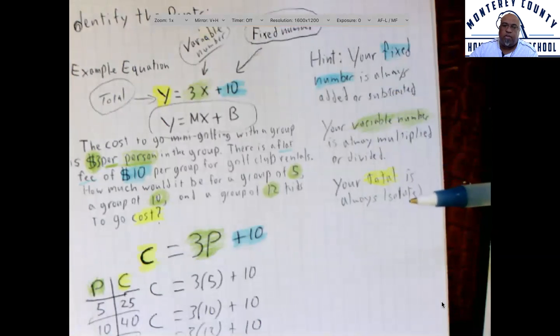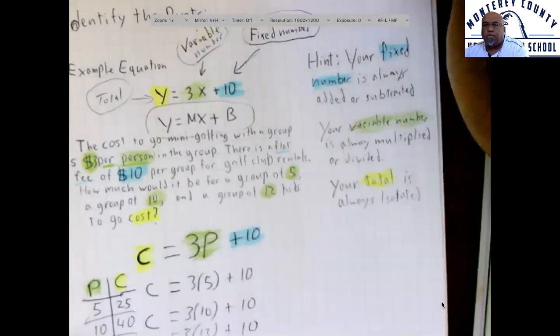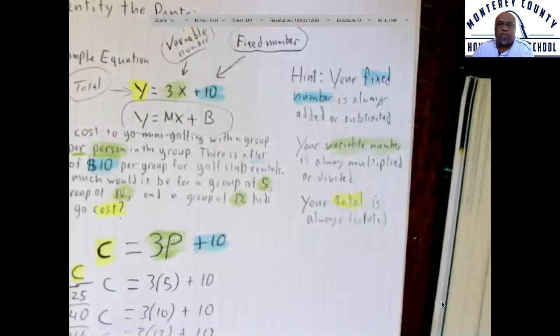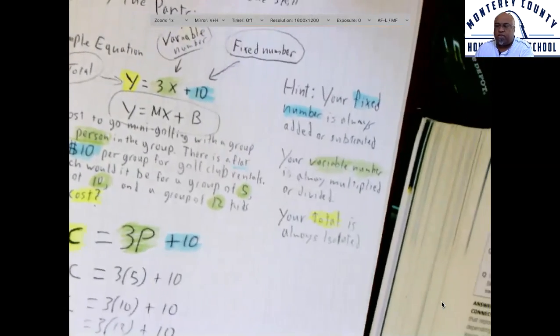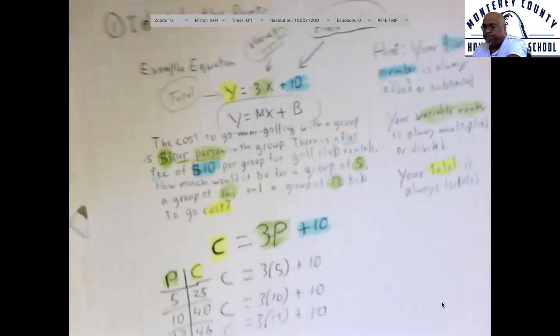And then your total is always isolated, okay? Added or subtracted, multiplied, divided, or like with an invisible 1 in front of it for the variable, and the total is always isolated. So then you want to read your problem, find the fixed number, the variable number, and the total.